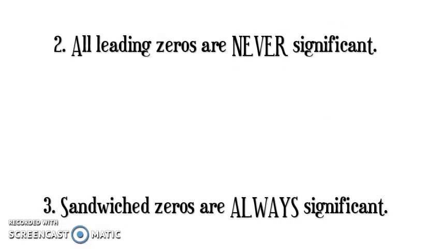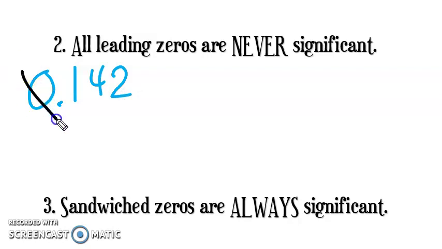So the next rule is that leading zeros are never significant. We're often going to see leading zeros with decimal places. So if I had 0.142, okay, this 0 is not going to be significant because it is leading. It's in front of these non-zero digits, okay? So with this 0 not being significant, everything else, since they are non-zero digits, would be. So it's 1, 2, 3. So that's going to be 3 sig figs.